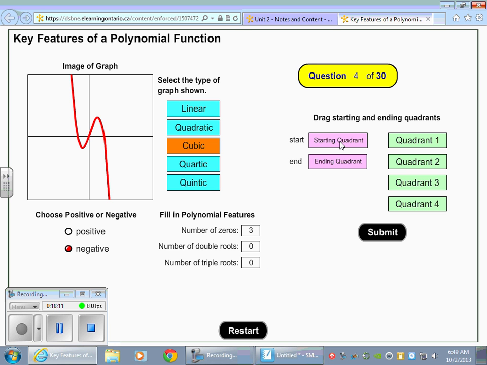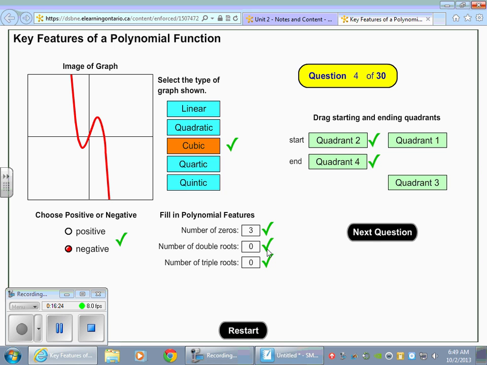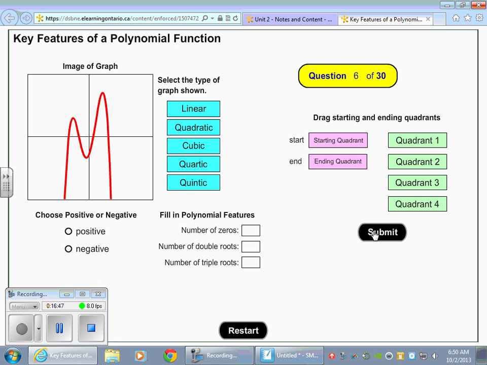Where does it start? Starting quadrant, it's starting up here. Our numbers are 1, 2, 3, 4. So it's starting in quadrant 2, it's ending in quadrant 4. Submit, and it gives me little check marks to let me know what I'm doing. So some of this is definition, making sure you recognize what your quadrants are, making sure you recognize from the graph what's going on here. Certainly the least important part is probably the positive negatives here, because once you have the equation, you'll work that out. Let's see if we can find a couple here that are decent to look at.